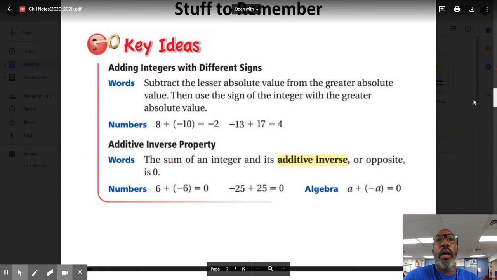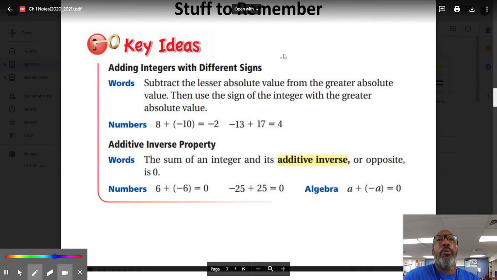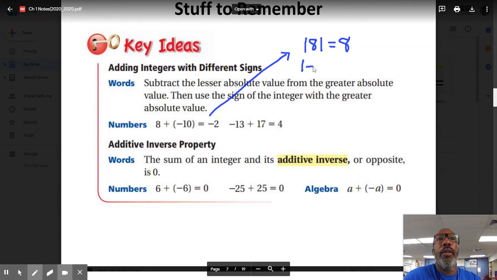Adding integers with the same sign, add and keep. Different signs, subtract. So here's an example. 8 plus -10 equals -2. Hopefully you guys will start doing that in your head. But if I can't remember how to do this, then what I want you to do for this problem is find the absolute value of each number. That one's 8. And then the absolute value of -10 is 10.